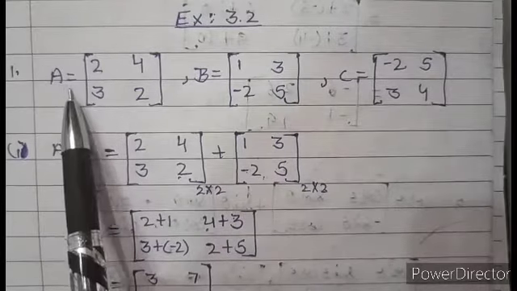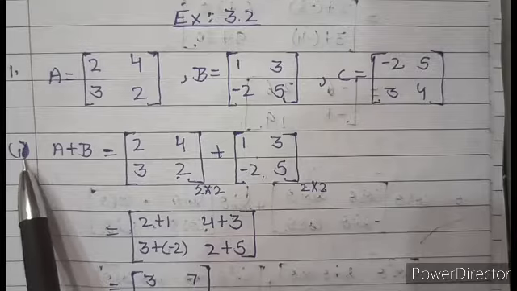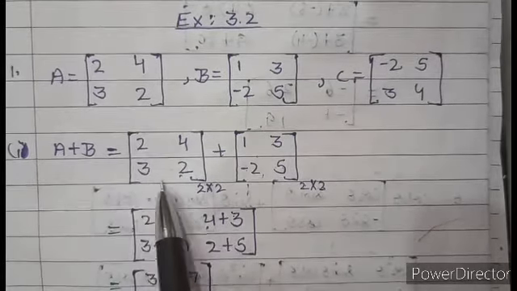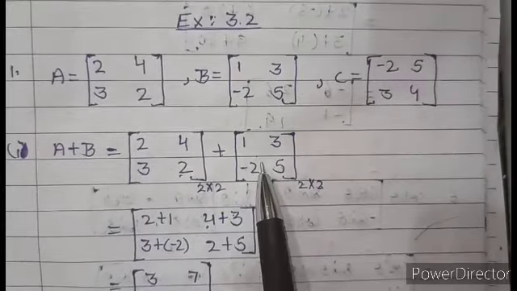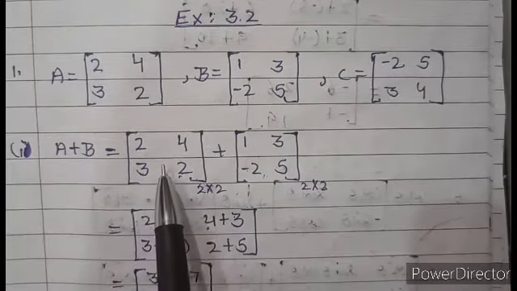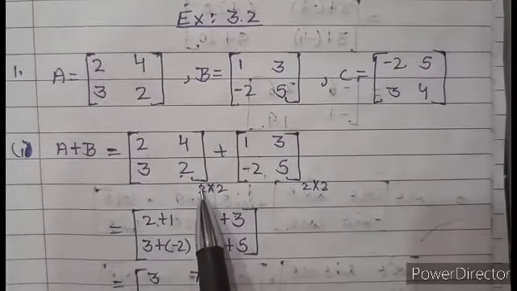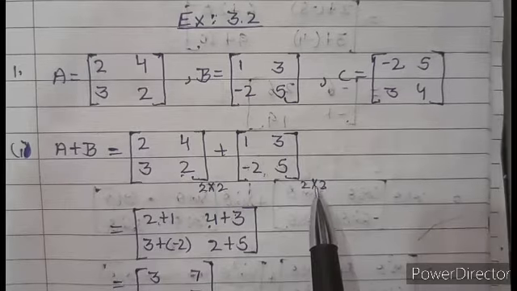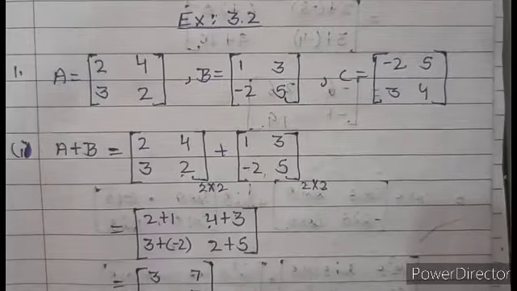Three matrices A, B and C are given to us. Our first part was to find A plus B. This is matrix A and this is matrix B. Now we have to add these two matrices. In addition, first of all we will see whether the order of matrix A is equal to the order of matrix B or not. Here, the order of matrix A is 2 by 2 and the order of matrix B is also 2 by 2, and that is the same. So we can add these two matrices.